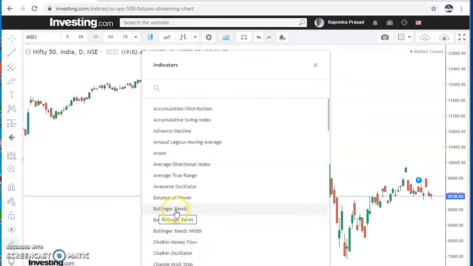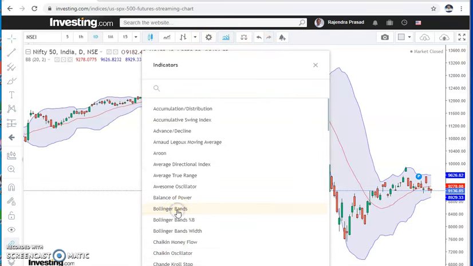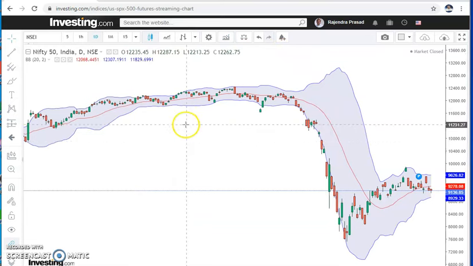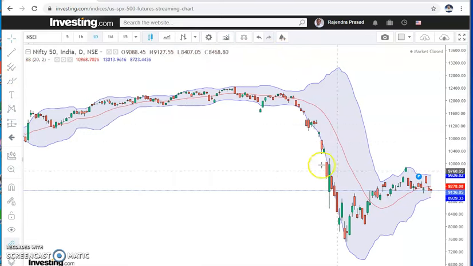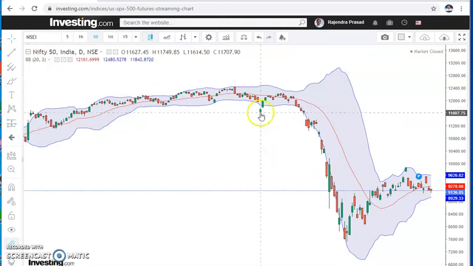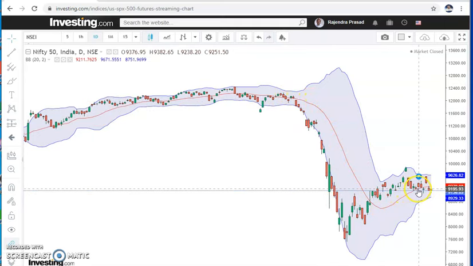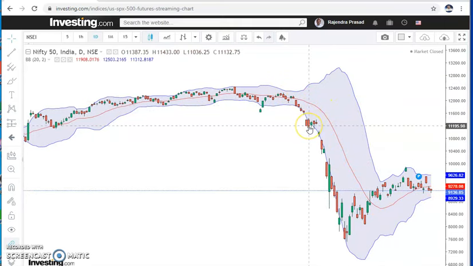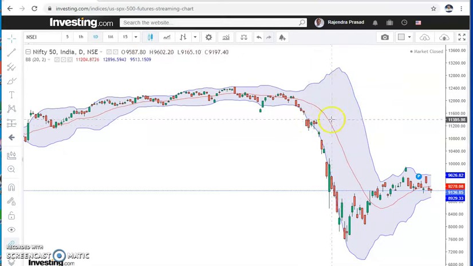So this is the Bollinger Band. What is this Bollinger Band? The default setting is 20,2. That means this red line is the 20 period moving average, and this upper and lower bands are 2 standard deviations. It's a mathematical calculation. This is the 2 standard deviation upside, and 2 standard deviation lower side.